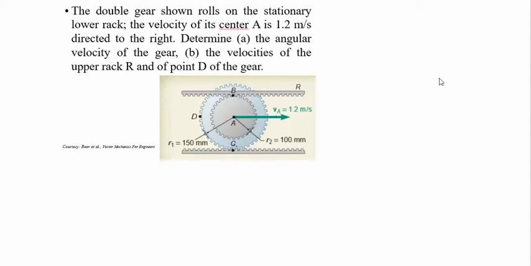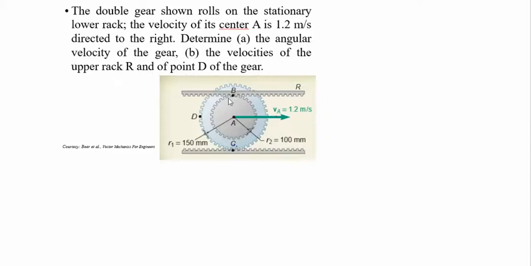चलिए रिलेटिव वेलोसिटी पर न्यूमेरिकल सॉल्व करते हैं। न्यूमेरिकल है हमारे पास में द डबल गियर shown rolls on the stationary lower rack. The velocity of its center A is 1.2 meter per second directed to the right. Determine the angular velocity of the gear, the velocity of the upper rack R and of point D of the gear.